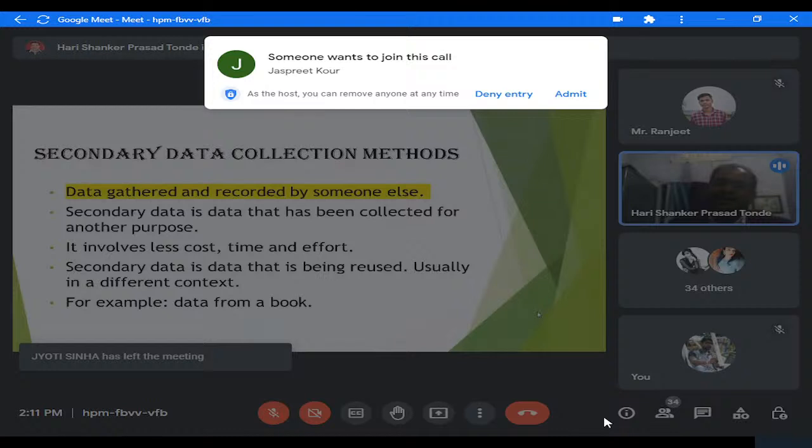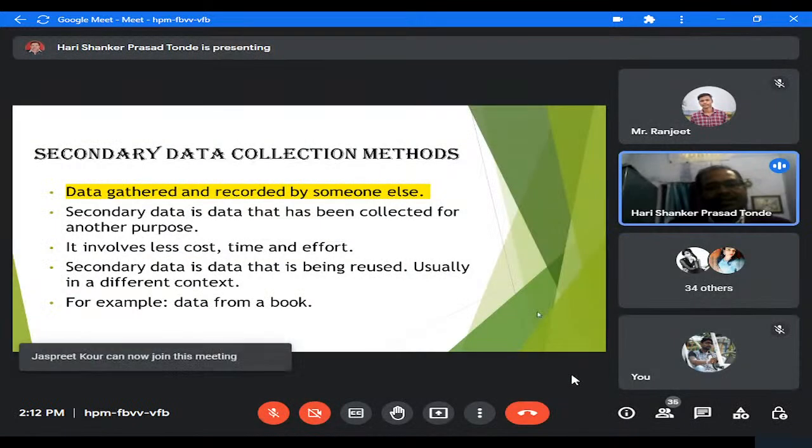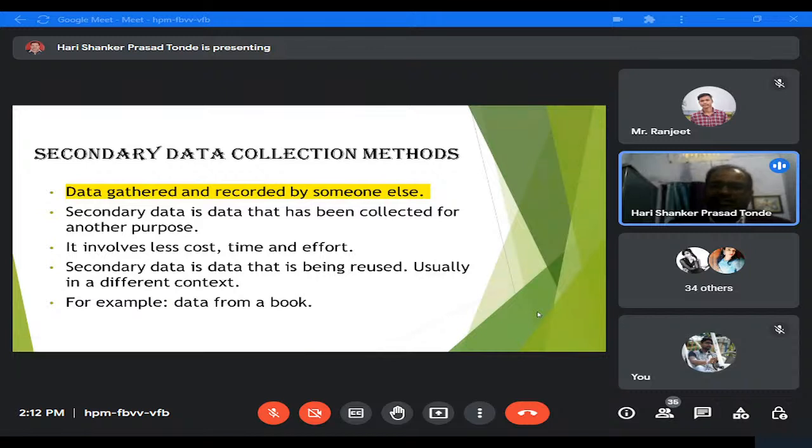After primary data collection, now we are switching towards secondary data collection for the research problem. Data gathered and recorded by someone else. The basic thing in secondary data is that the data is gathered and recorded by someone else, not directly. Secondary data is data that has been collected for other purposes. It involves less cost, time, and effort. Secondary data is data that is being reused, usually in a different context. For example, data from a book. You are reading a particular paragraph from a research journal, and if that is useful for us, we are going to consider it as data.